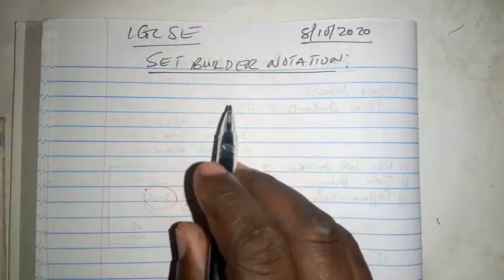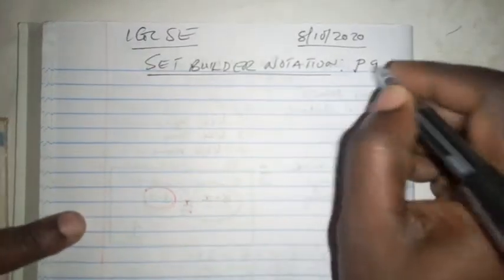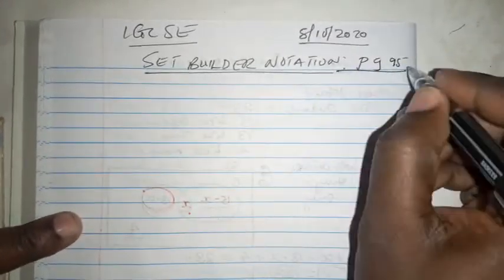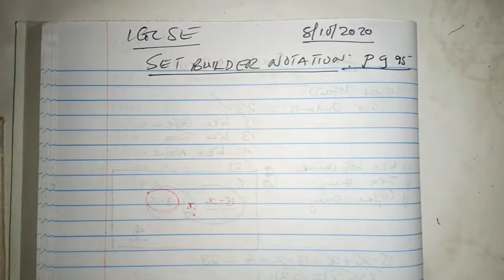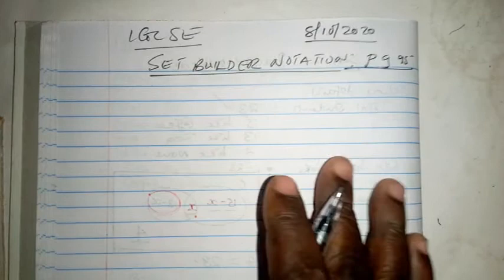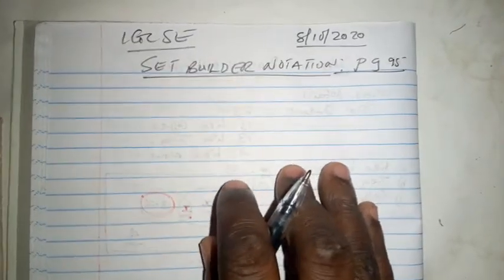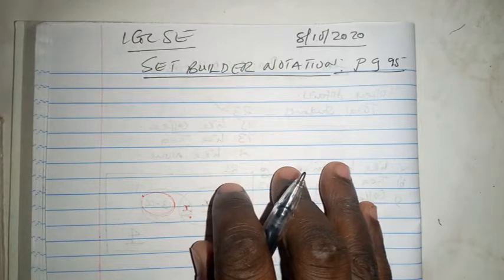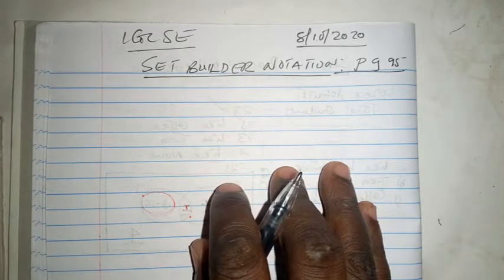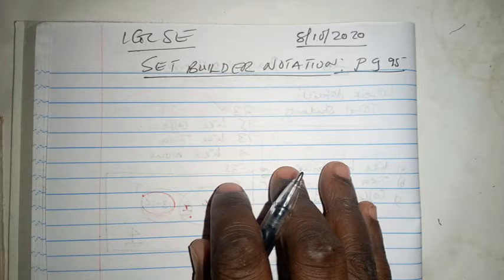In this video I want to wind up set 2 and talk about set builder notation. I am on page 95 of IGCSE book 2. In this one I want to express how we can show or present sets, and we are told that sets can be described using set builder notation.